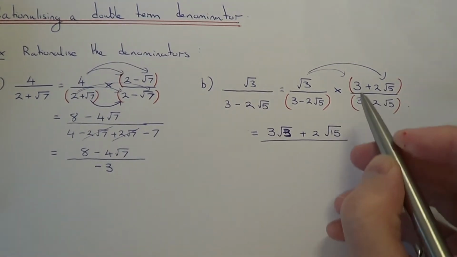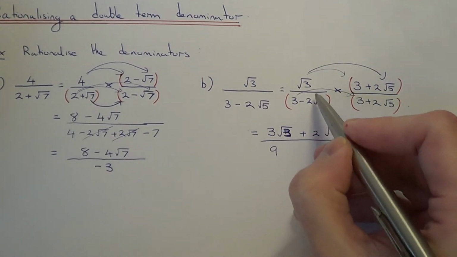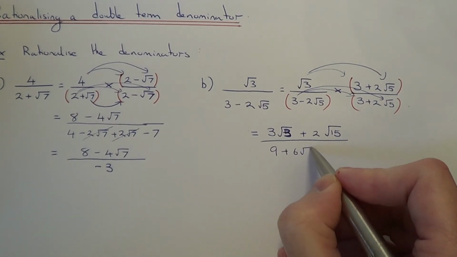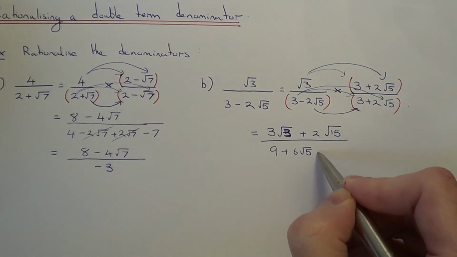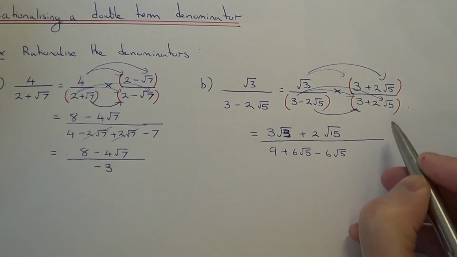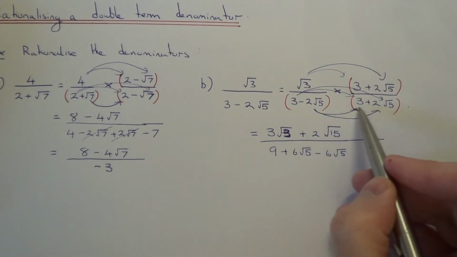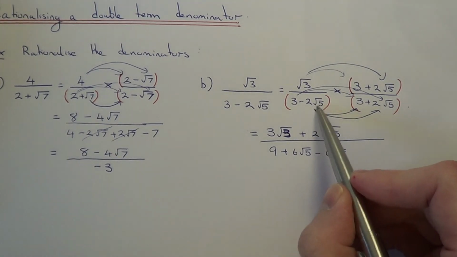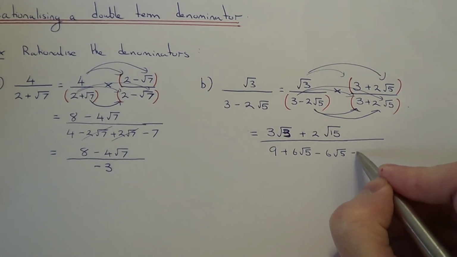And we've got double bracket on the bottom, so 3 times 3 is 9. 3 times 2 root 5 is 6 root 5. Minus 2 root 5 times 3 is minus 6 root 5. And a little bit of a tricky one to finish on. Minus 2 root 5 times 2 root 5, well, that'll be minus 4 times 5, which is minus 20.